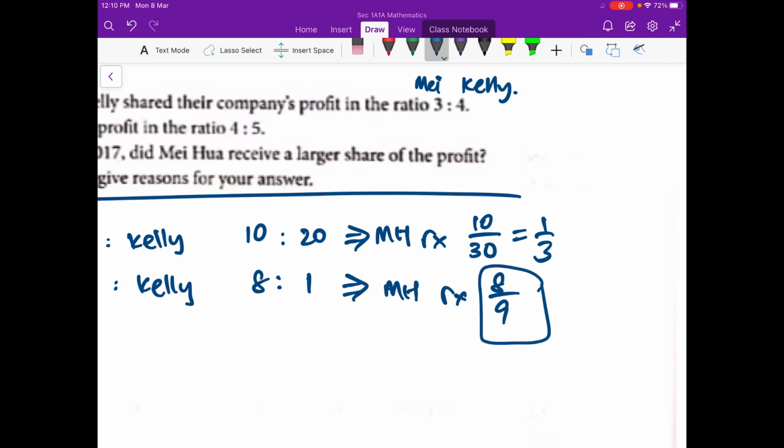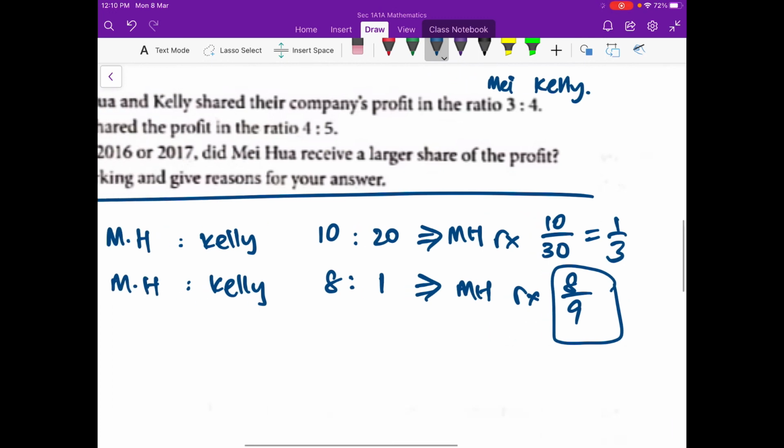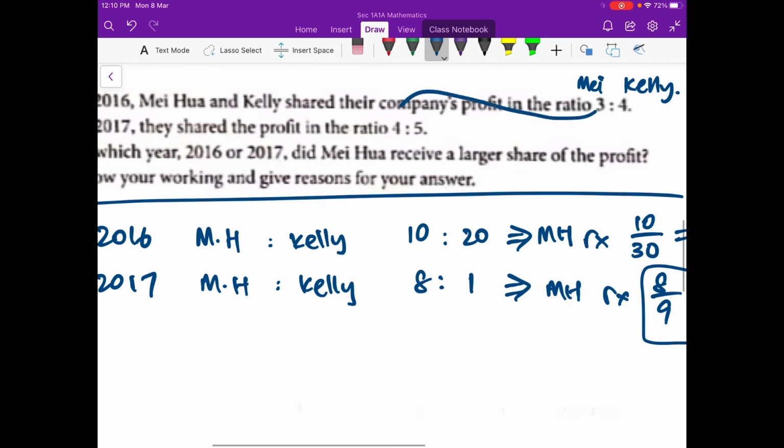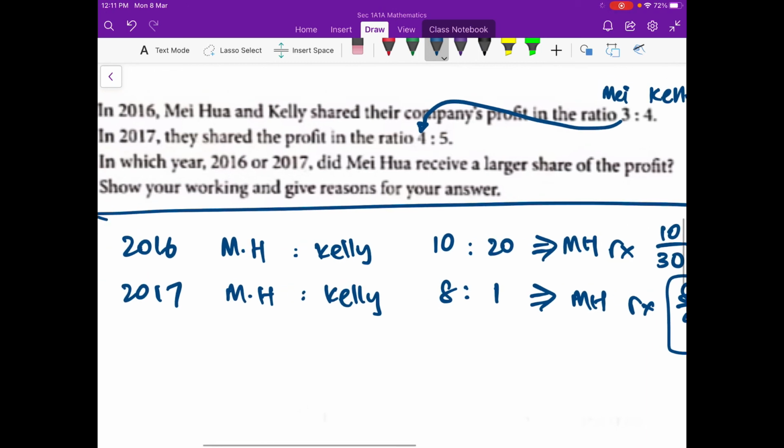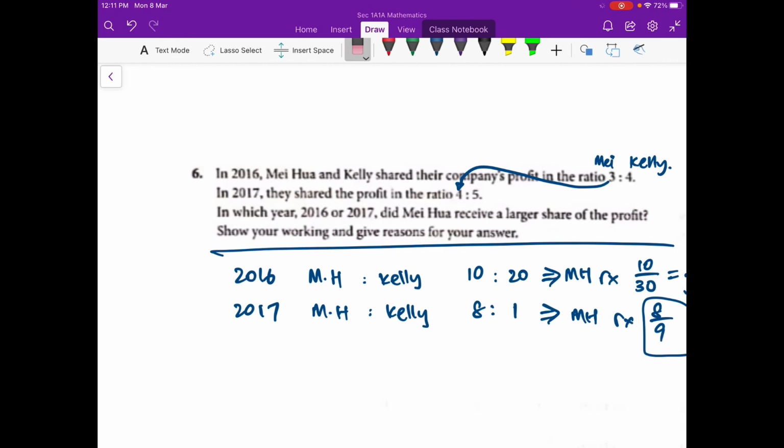How do we decide that this is bigger? It depends on the way they split the money. It is not about 3 being smaller than 4, or 4 being bigger than 3. That's why she received more in 2017? No, it doesn't work that way. Because if you decide that it is done that way, we would say that in 2017 she received less. But that's not the case, she received more in my question. So we have to do this using fractions.